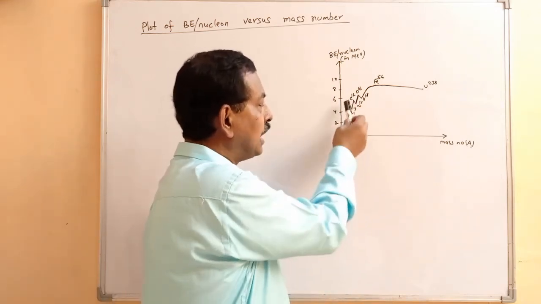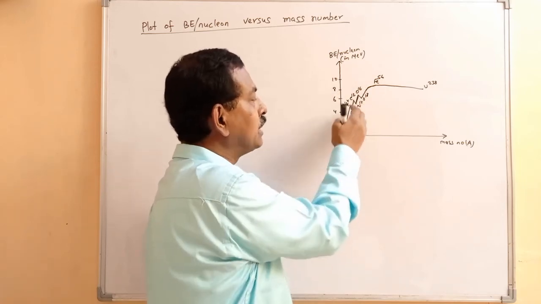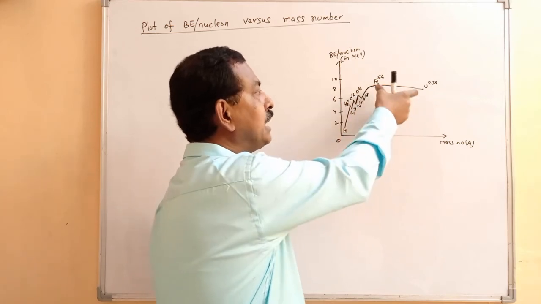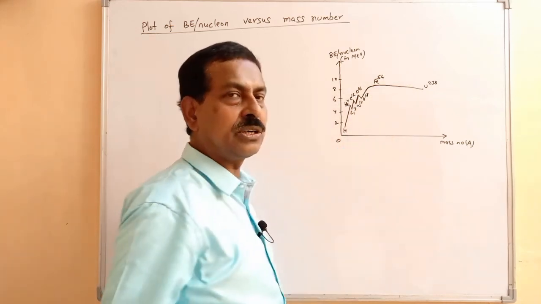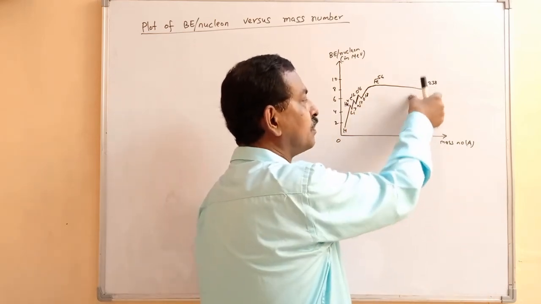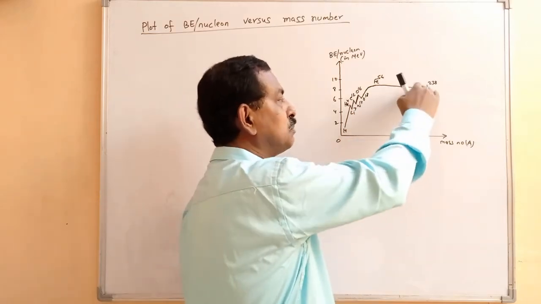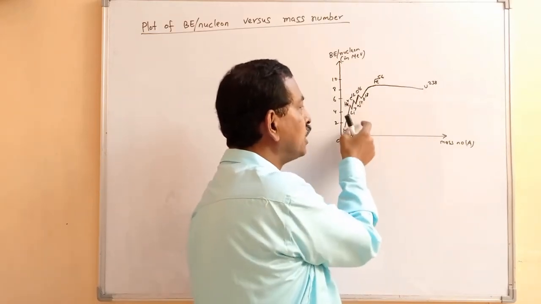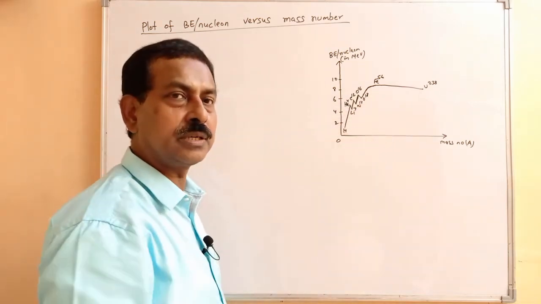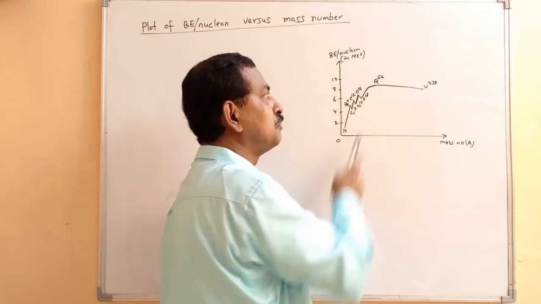Also you can notice that initially, for the lighter nuclei, the binding energy per nucleon value is less. For mid-range it almost remains constant and high, and then it falls for heavier ones. So for heavier nuclei it falls, that means it is less. For lighter also it is less, and for mid-range it is almost constant, and it has maximum value for iron, that is Fe56.